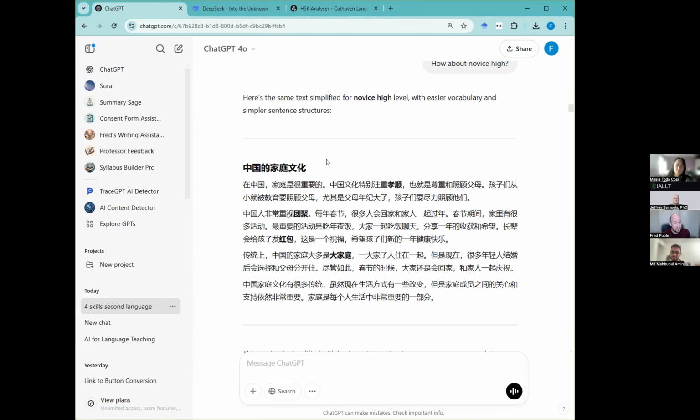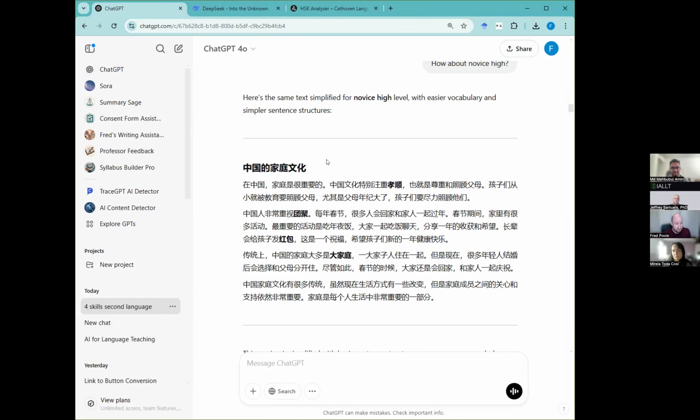So maybe one of the takeaways is that if you do want to lower the level, we would probably have to change how we prompt it. I've found a lot of success in saying things like, put this at the first grade level, or put this at a level to where a 4-year-old could read it. This seems to be easier for ChatGPT to follow.